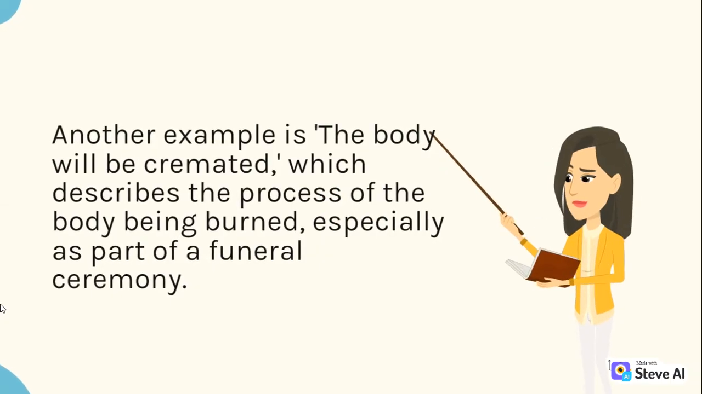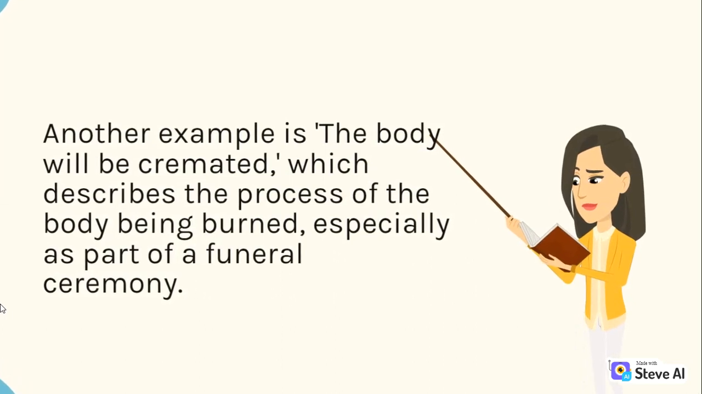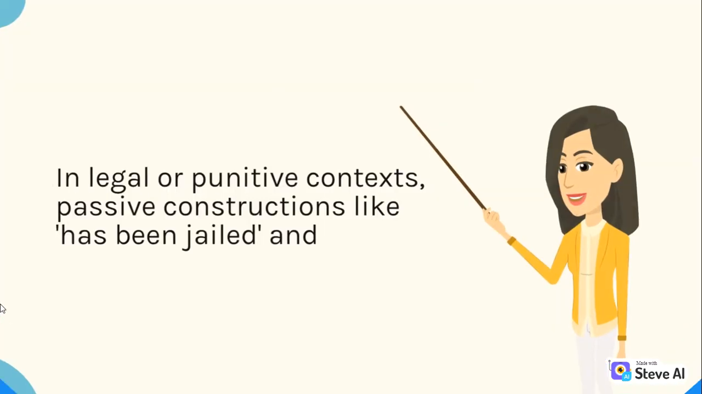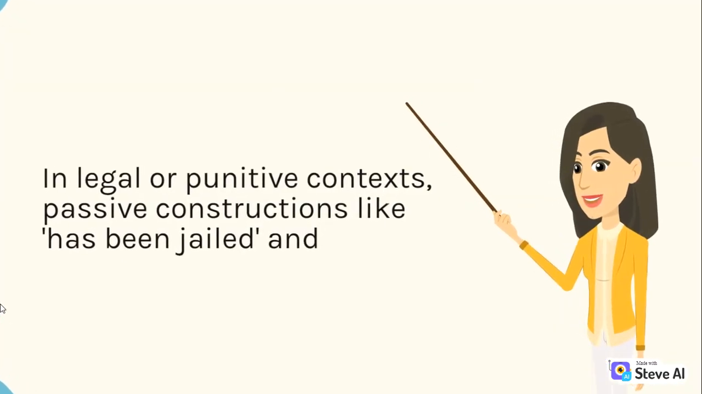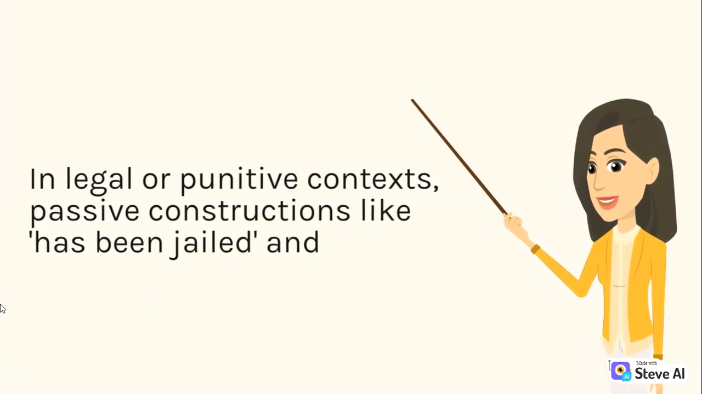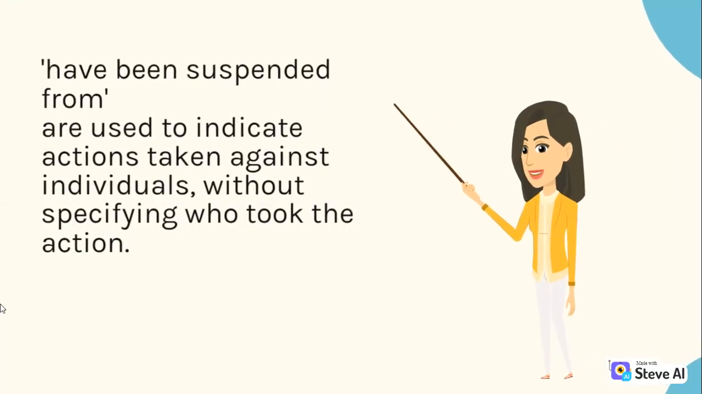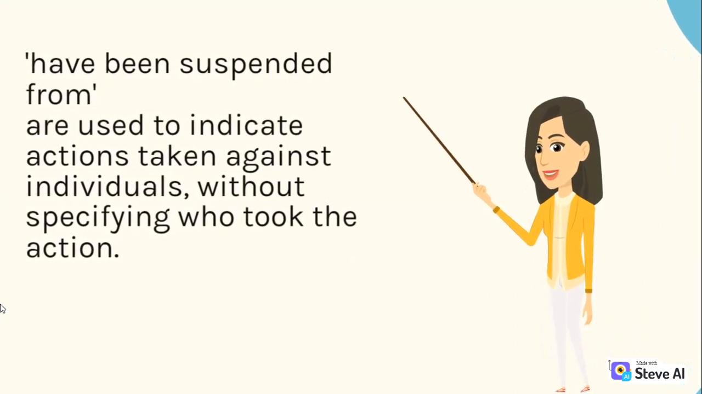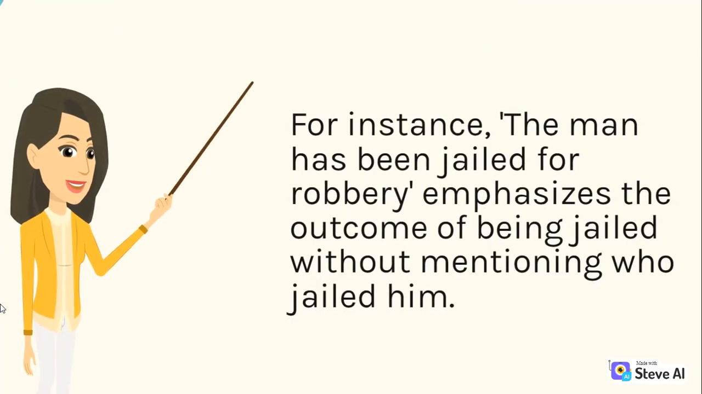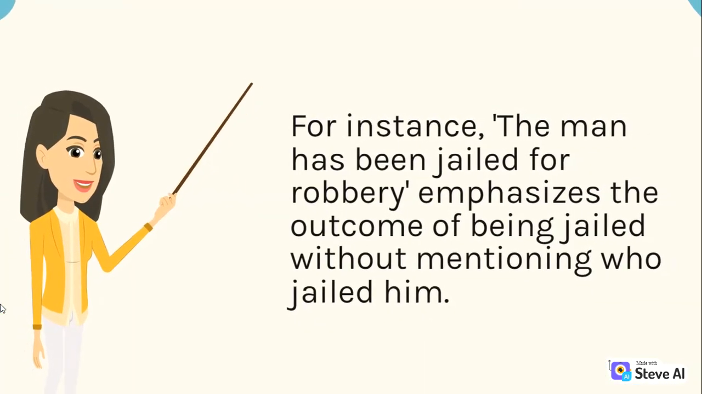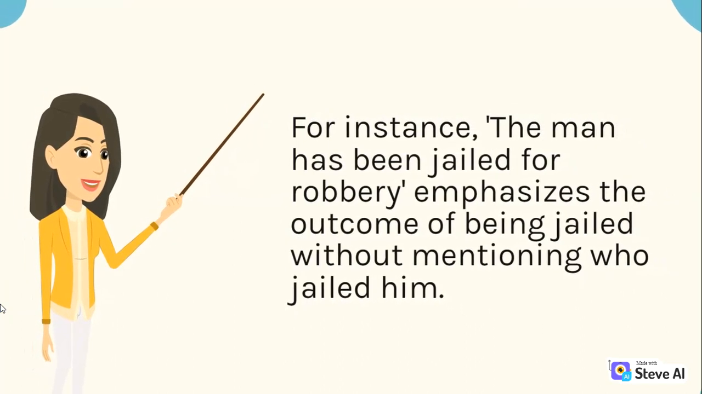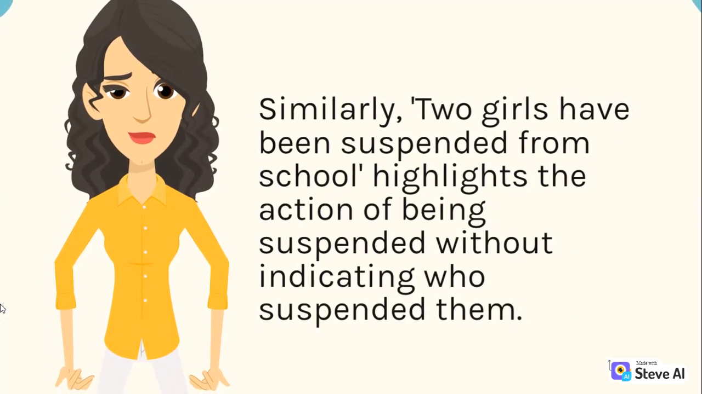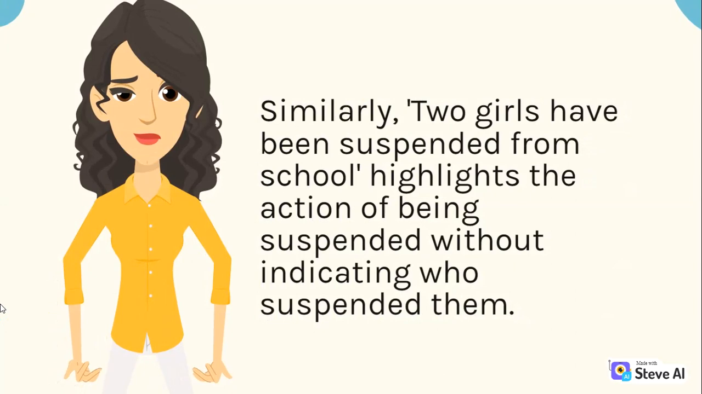Another example is "the body will be cremated," which describes the process of the body being burned, especially as part of a funeral ceremony. In legal or punitive contexts, passive constructions like "has been jailed" and "have been suspended from" are used to indicate actions taken against individuals, without specifying who took the action. For instance, "The man has been jailed for robbery" emphasizes the outcome of being jailed without mentioning who jailed him. Similarly, "2 girls have been suspended from school" highlights the action of being suspended without indicating who suspended them.